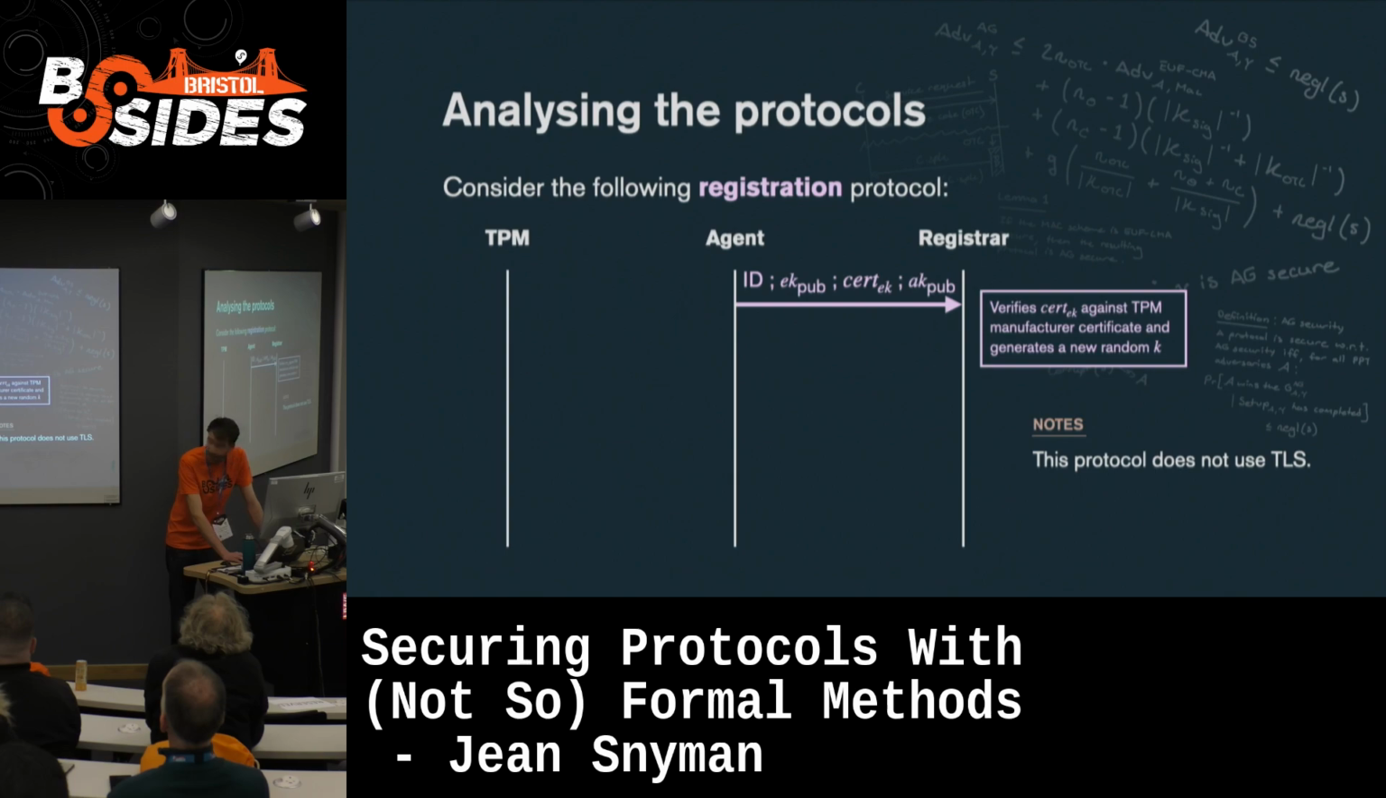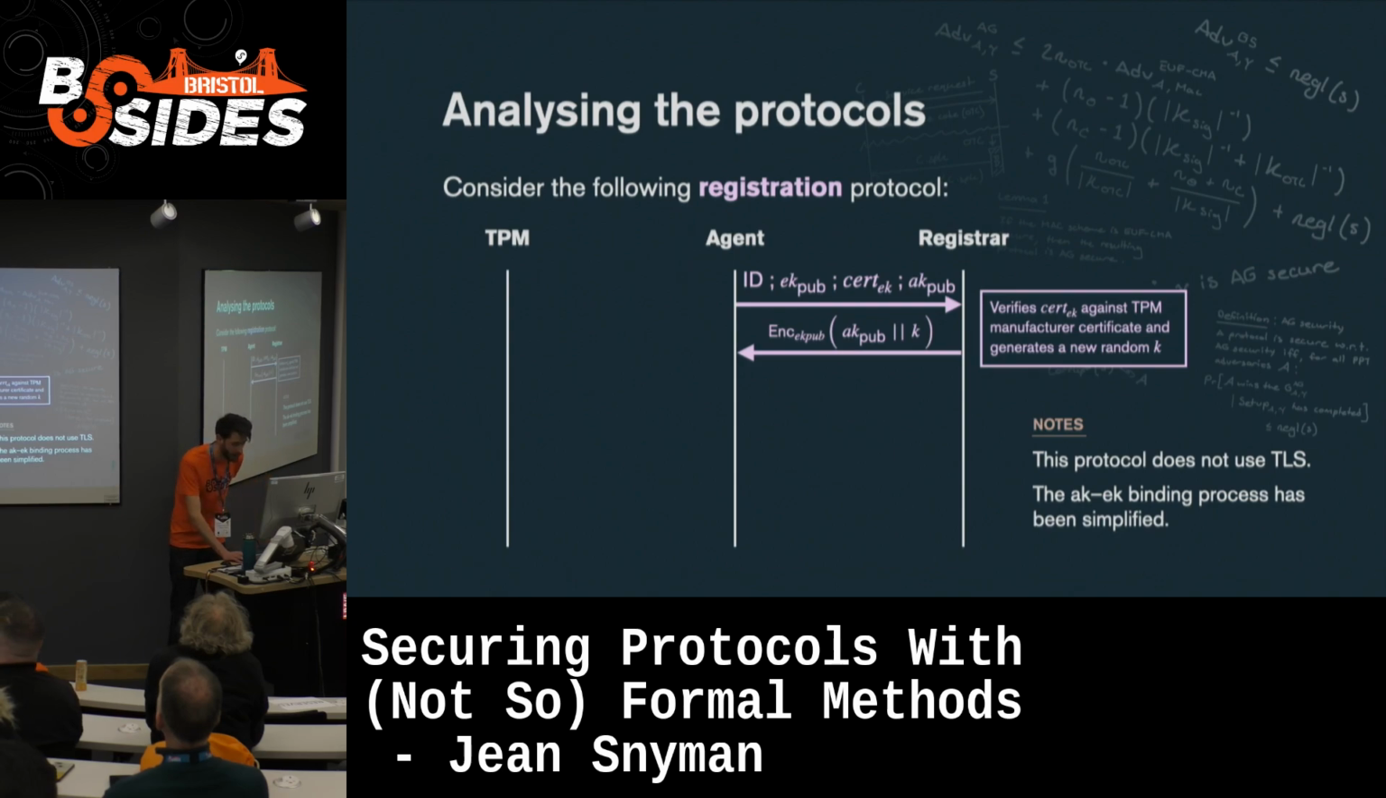And the registrar verifies that cert against the TPM manufacturer certificate. If that passes, it generates a new random key, which we'll call K. Now the registrar is going to use that K value to check if there's a binding between the AK and the EK. The way it does this, roughly speaking, is not actually how it works in practice; I am simplifying things. Basically, the registrar concatenates the AK with that random K value, and encrypts the result with the EK pub. And the agent just forwards that to the TPM.